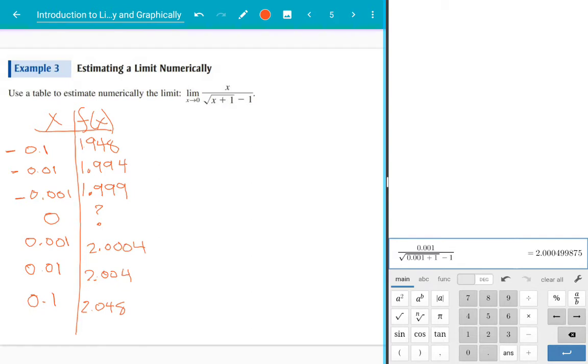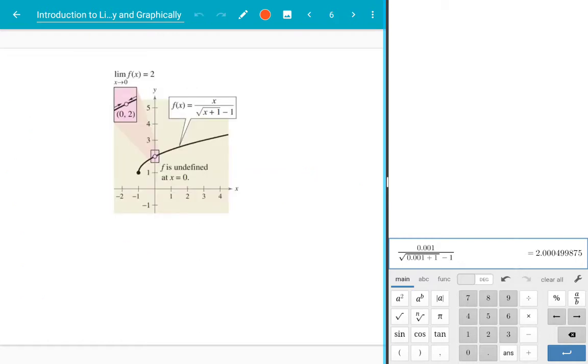What is going to happen as you approach this value of 0? Well, the limit as the function approaches 0 is going to be equal to 2. Okay. Now let's look at it in the graphical interpretation, right? So here we have our function. Let's see what happens as you approach the function from the left and right hand side.